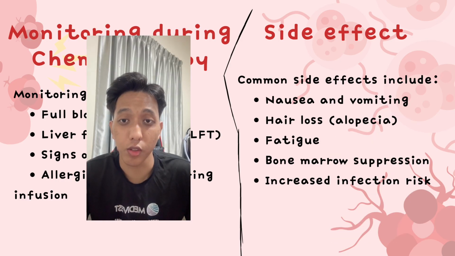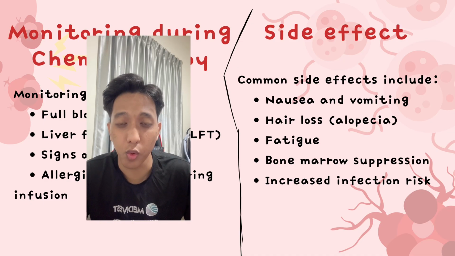Chemotherapy drug can cause several side effects because they also affect normal rapidly dividing cell. Common side effects include nausea and vomiting, hair loss or alopecia, fatigue, and bone marrow suppression. Bone marrow suppression may lead to increased risk of infection, anemia, and bleeding. Therefore, patients receiving chemotherapy require close monitoring and supportive medication to manage the side effect.